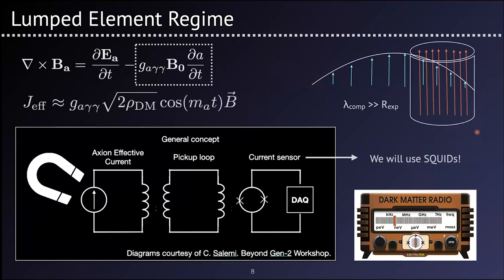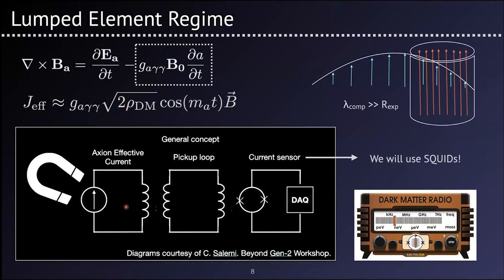What we're looking for with these experiments is basically an effective current. You can see here, this is the final term in the modified Maxwell's equations for Ampere's law. This effective current is oscillating with a frequency which is directly proportional to the axion mass. It has some amplitude, which is related to the dark matter density as well as the axion-photon coupling.